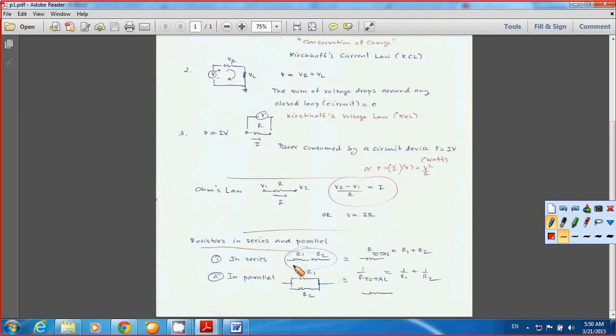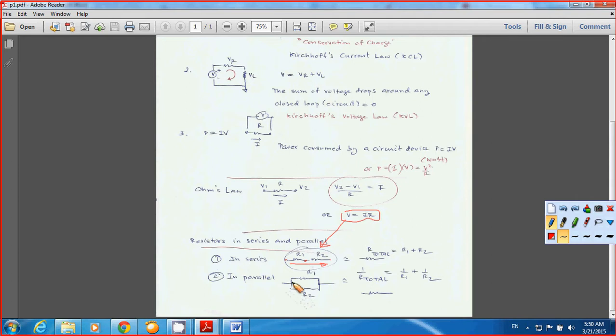In a circuit, if you connect R in series, the current flowing through R1 and R2 is the same, but the voltage across R1 and R2 is going to be different. You can apply Ohm's law, V equals IR, and find the voltage drop across each R.